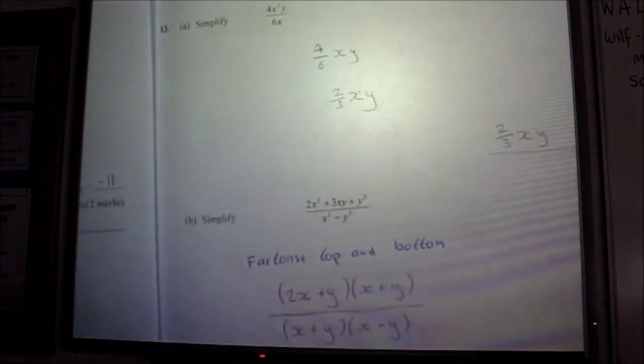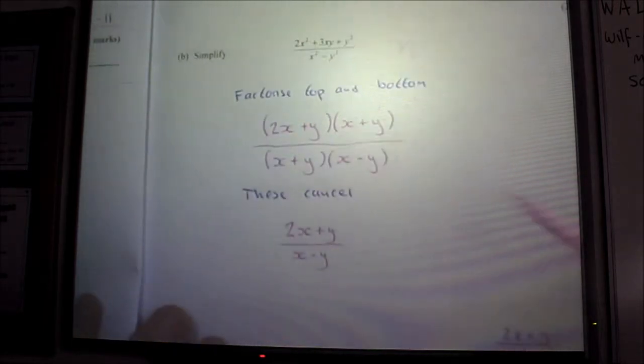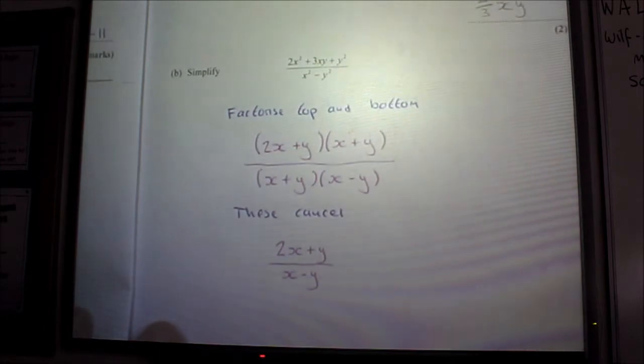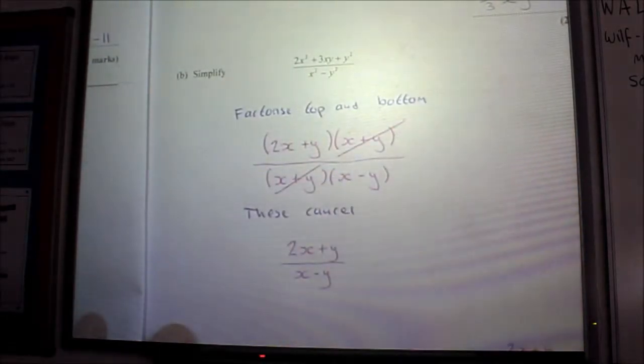Question number 13. Simplify this. There you go. You can see what I've done. Question B, simplify this one, just basically factorise the top and bottom. You'll notice that there's two things here that cancel, which is that and that. So you're left with 2x and y over x minus y, and that's your final answer.